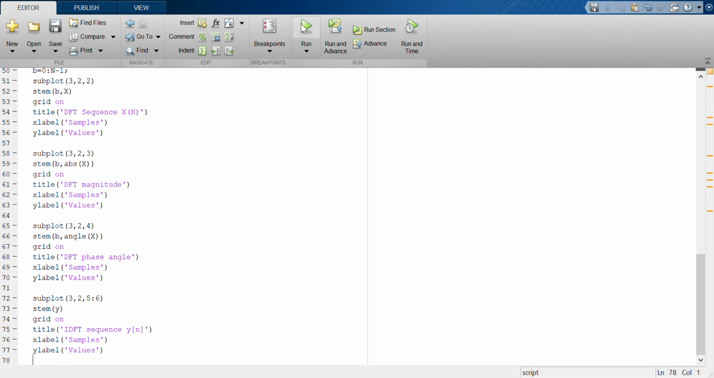So if you run the program, it will ask to enter the sequence. Enter any sequence, 1, 2, 1, 2, and let it be 4 point. So you obtain this result.